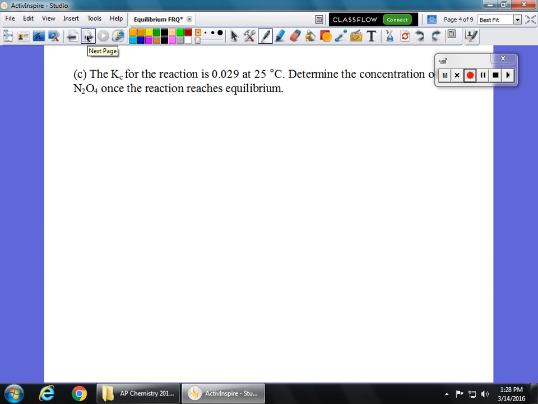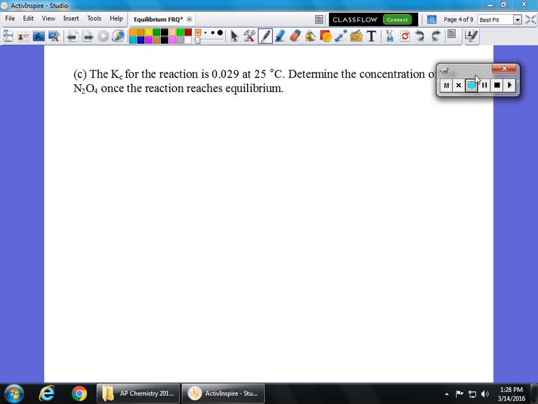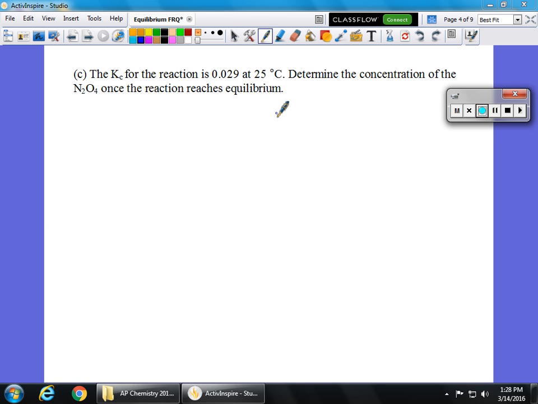This is where you're asked to calculate the equilibrium concentration of the N2O4. So this is going to be an ICE problem. We're going to have to set this up for ICE. We're going to write out N2O4 is in equilibrium with 2NO2. I'm going to write the ICE part right here.